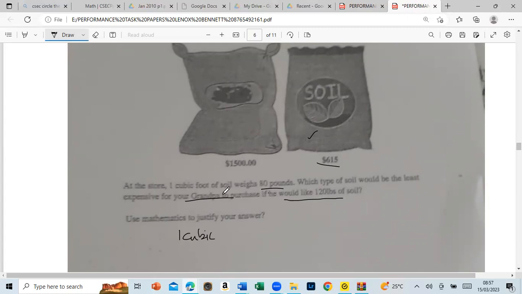Alright, so 1 cubic foot is 80 pounds. Grandpa needs 120 pounds, so that's what he needs. But we don't know the weight for this. That's what I'm thinking, we don't know the weight for this. So all we can do is calculate the total. Is it that one bag weighs 80 pounds?